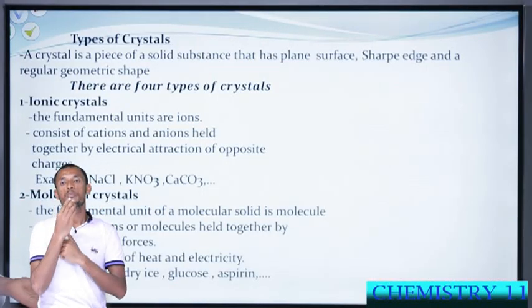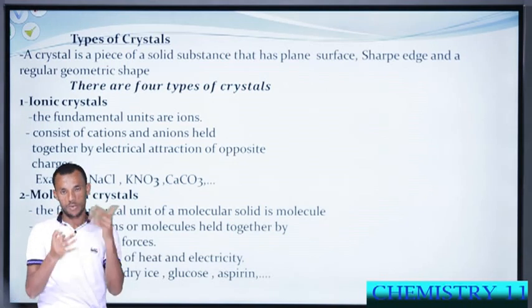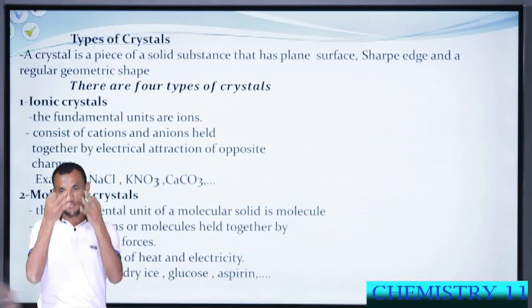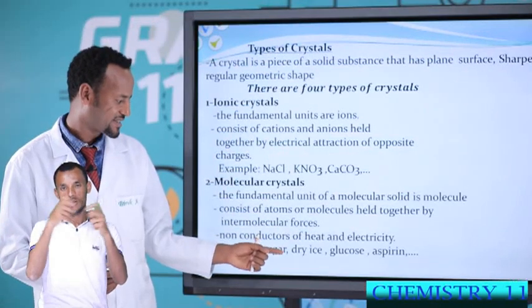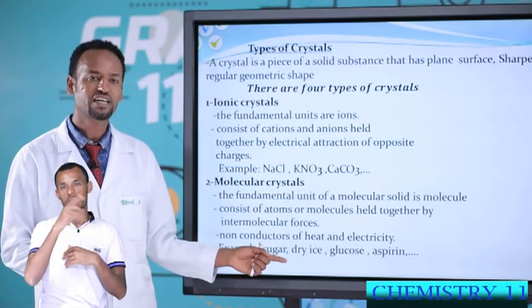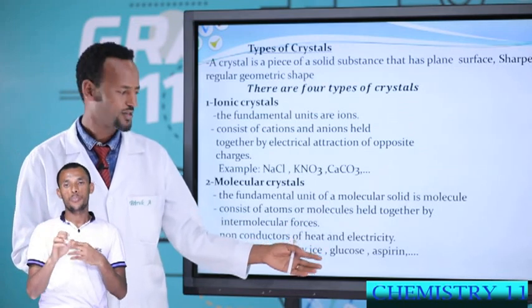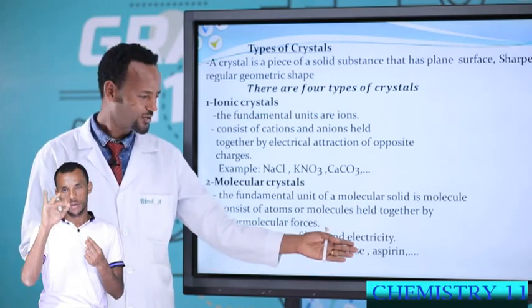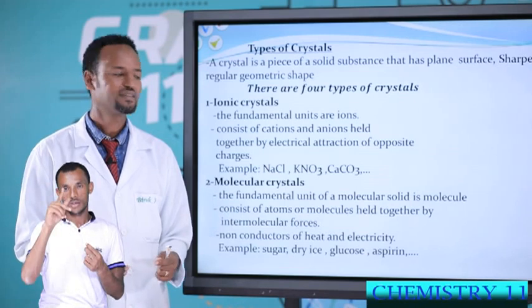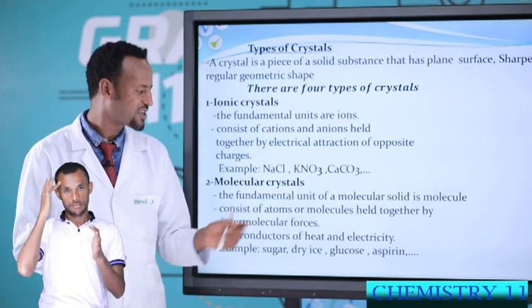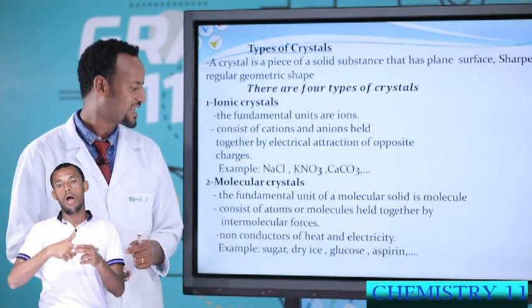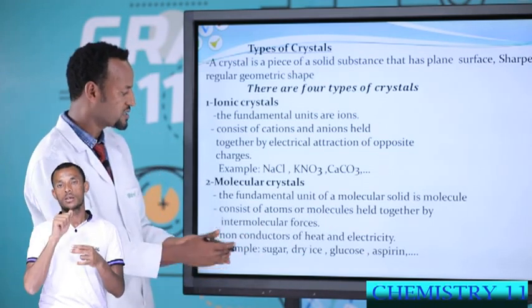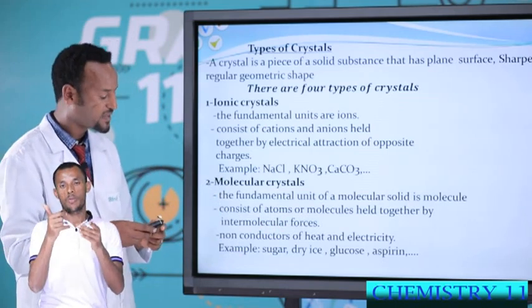Examples of molecular crystal: sugar. You know sugar. Sugar is in the form of solid. Students, does sugar conduct electricity? No, because there are no free ions and no free electrons. Therefore, sugar, dry ice, you know dry ice, solid carbon dioxide, glucose, and aspirin. You know aspirin? That is a common painkiller. The other name of aspirin is acetyl salicylic acid. All these compounds do not conduct electricity.